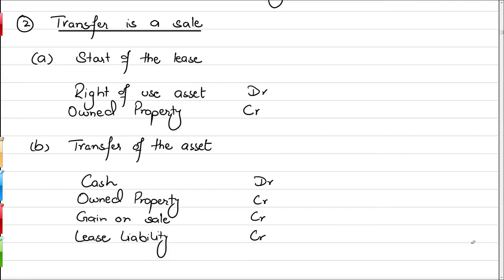And then for the transfer of the asset, you debit the complete proceeds with the cash. The owned property is going to be credited with that part of the asset which has been removed from your books. Gain only on that part of the asset will be recorded, and lease liability will also be recorded accordingly, equal to the present value of the future lease payments. That's it for the revision for the purpose of the IFRS 16 leases.